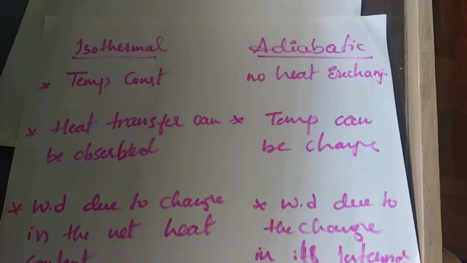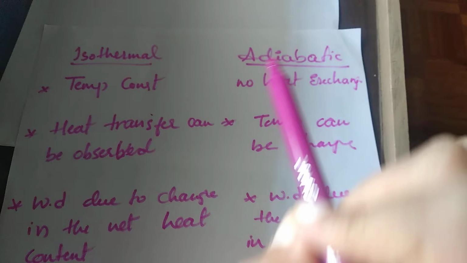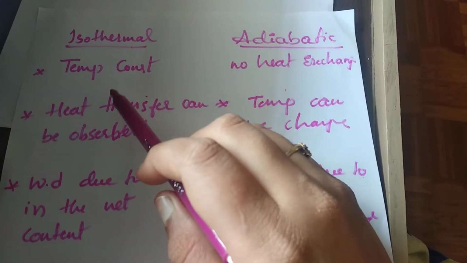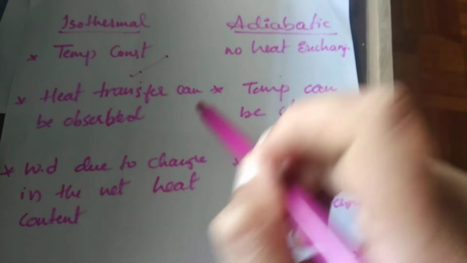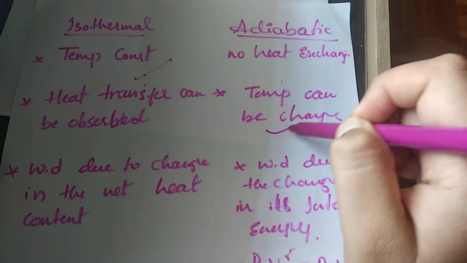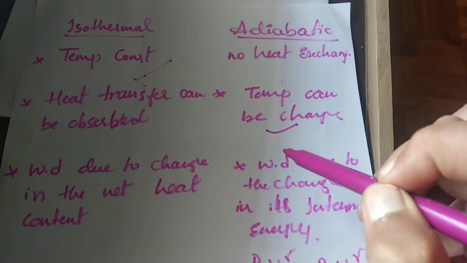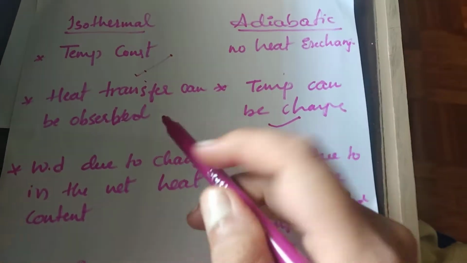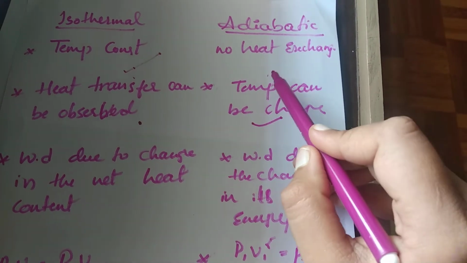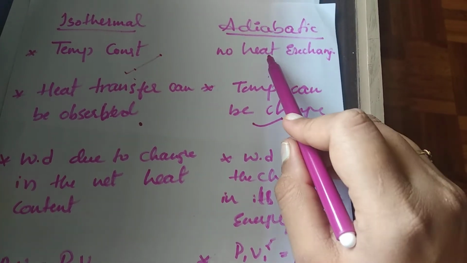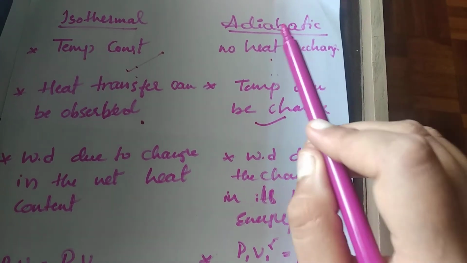Let's see some of the differences between the isothermal and the adiabatic process. In the isothermal process, the temperature remains constant, whereas in the adiabatic process the temperature can change. Heat transfer can be observed by the system in the isothermal process, but in the adiabatic process there is no heat exchange, because here internal energy is acting.